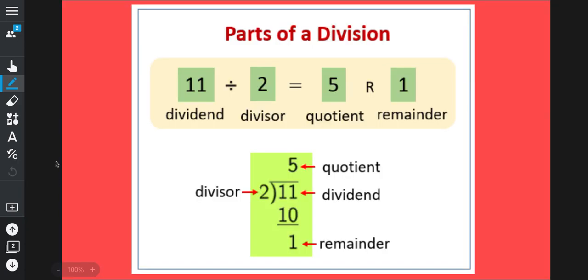The first one we're going to talk about is all the different parts of a division problem. The first number, or the biggest number, is the dividend. The dividend is going to be found inside our division problem. The next number is our divisor. That is what we're dividing by. That is our outside number. The answer to a division problem is called a quotient. And if we have anything left over after we divide, that's called the remainder.